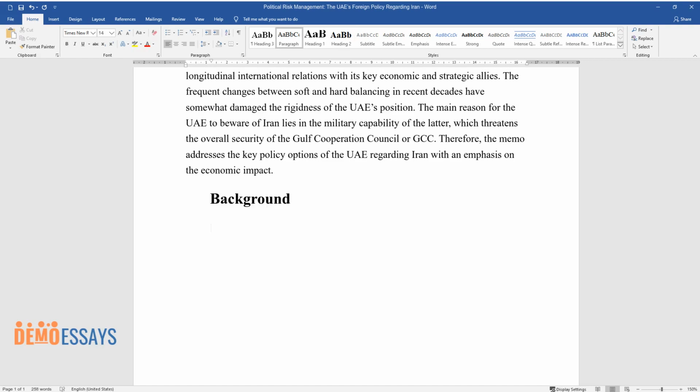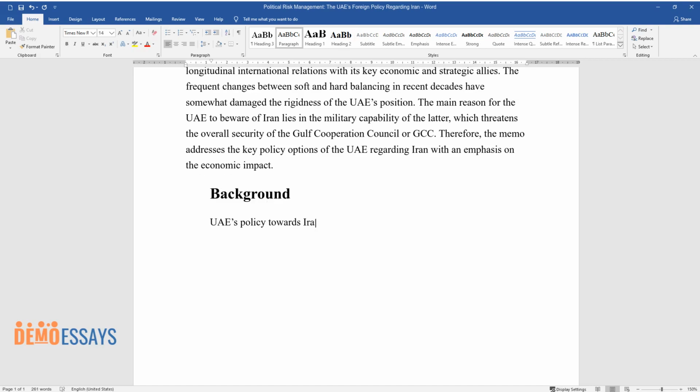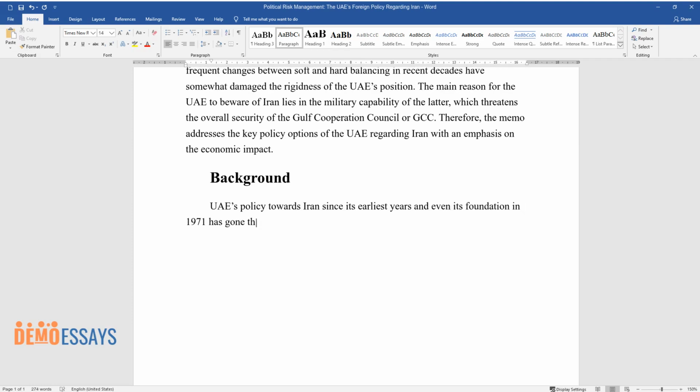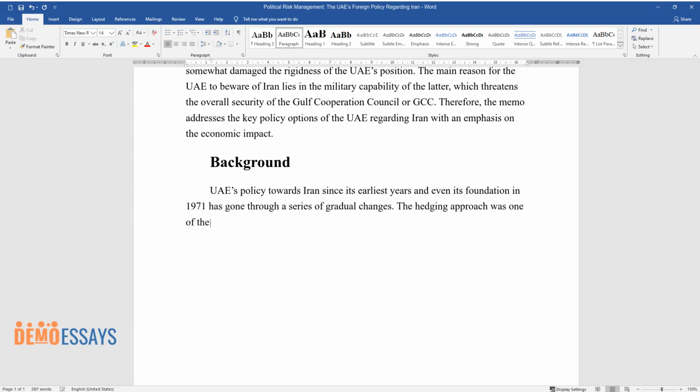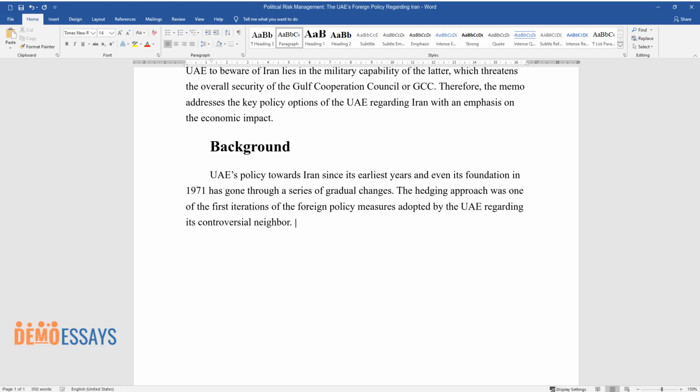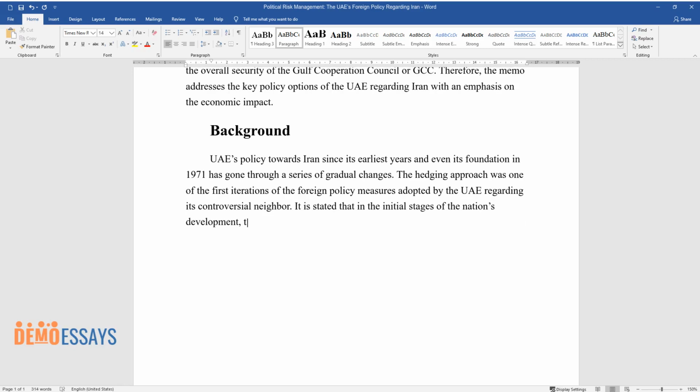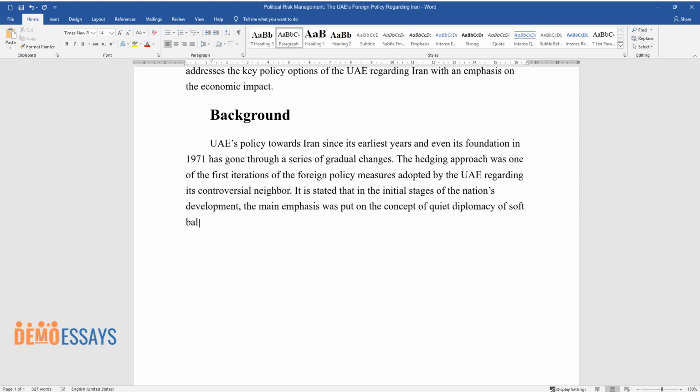Background. UAE's policy towards Iran since its earliest years and even its foundation in 1971 has gone through a series of gradual changes. The hedging approach was one of the first iterations of the foreign policy measures adopted by the UAE regarding its controversial neighbor. It is stated that in the initial stages of the nation's development, the main emphasis was put on the concept of quiet diplomacy of soft balancing.